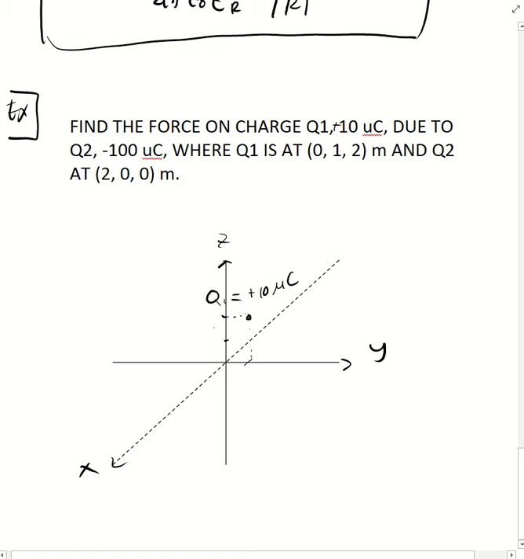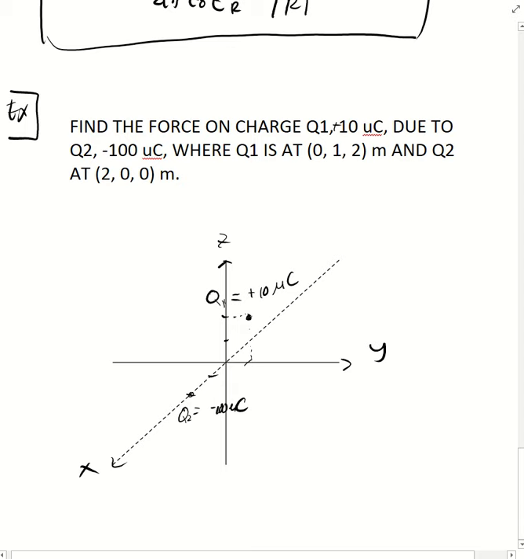The other charge is located at (2, 0, 0): positive 2 for x, so 1, 2, and the rest is 0. This will be our Q2, equal to negative 100 microcoulomb. So what will be the force experienced by charge Q1? That's the question. And what will be the direction? Because they are unlike charges, what happens? What will be the direction of F?